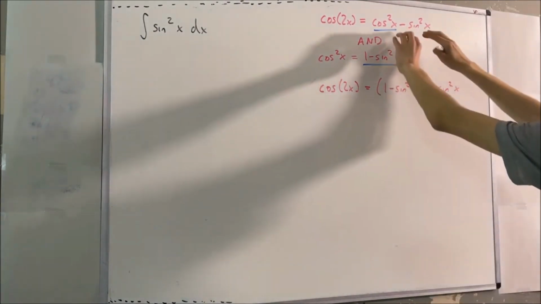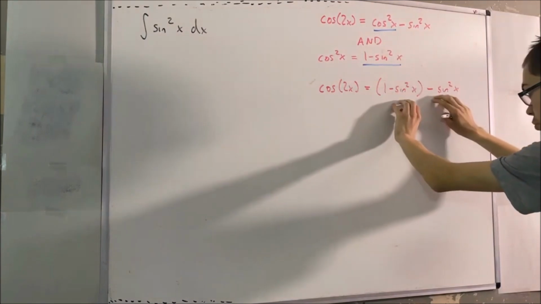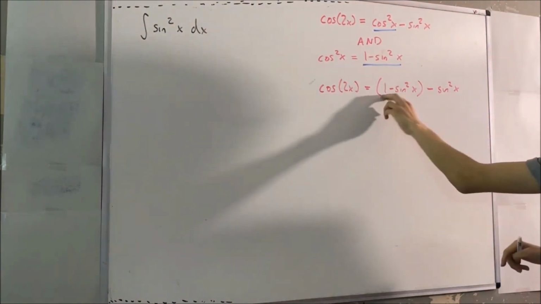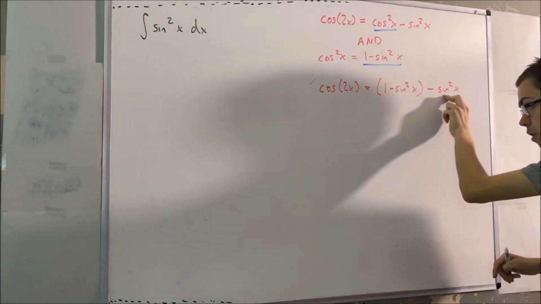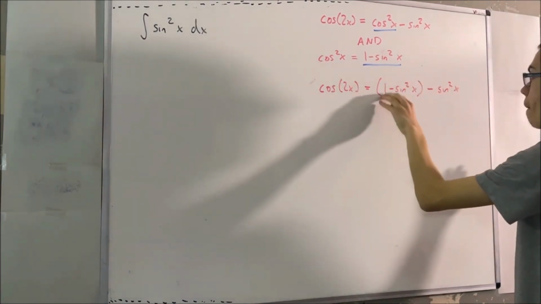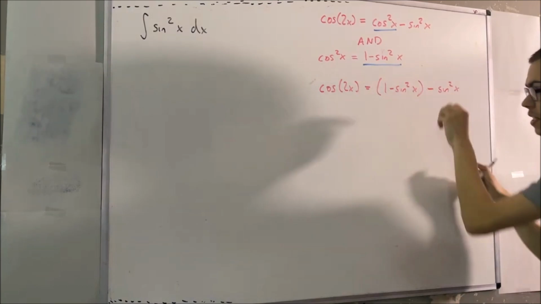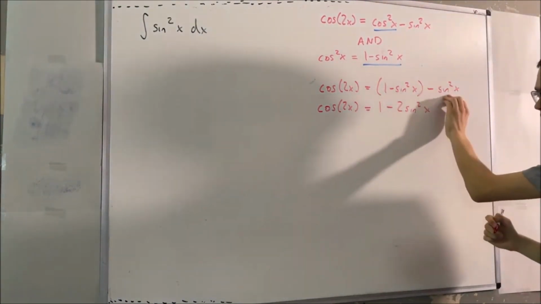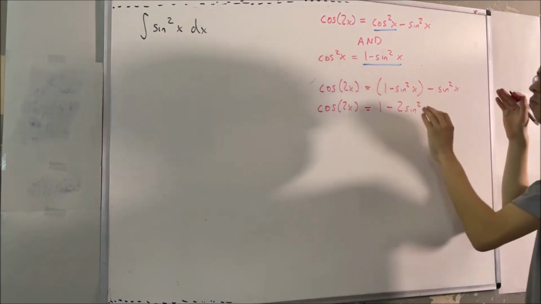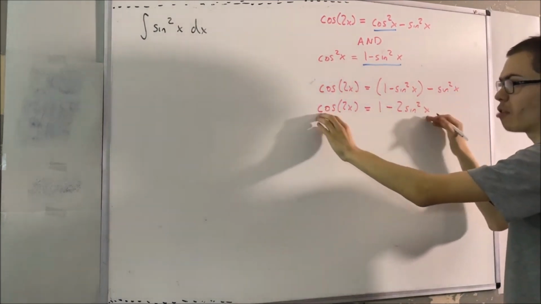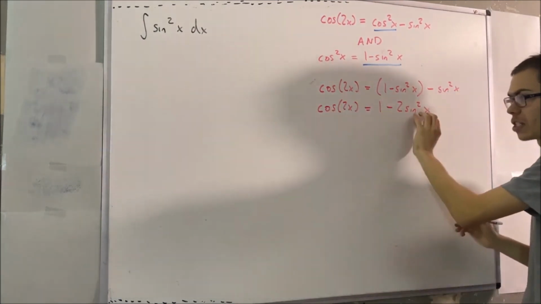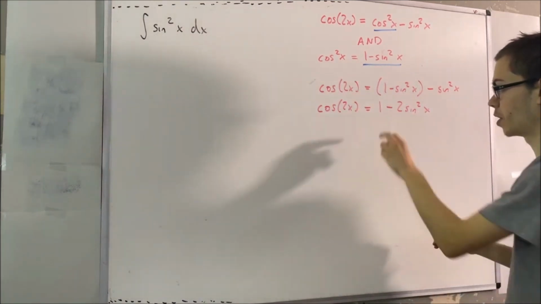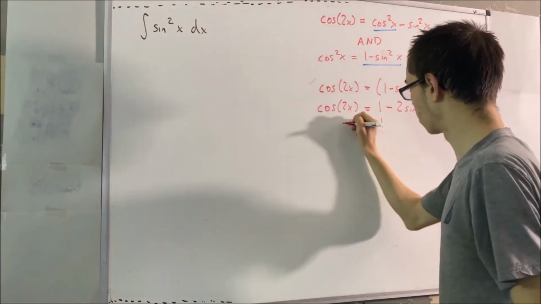So as you can see, we replaced cosine squared of x with 1 minus sine squared of x. But really, this is 1 minus sine squared x minus sine squared x. This is overall 1 minus 2 sine squared x, because all we're doing is combining like terms. Now, what we're going to do at this point is algebraically solve for sine squared of x. And to do that, I'm going to first subtract 1 on both sides.